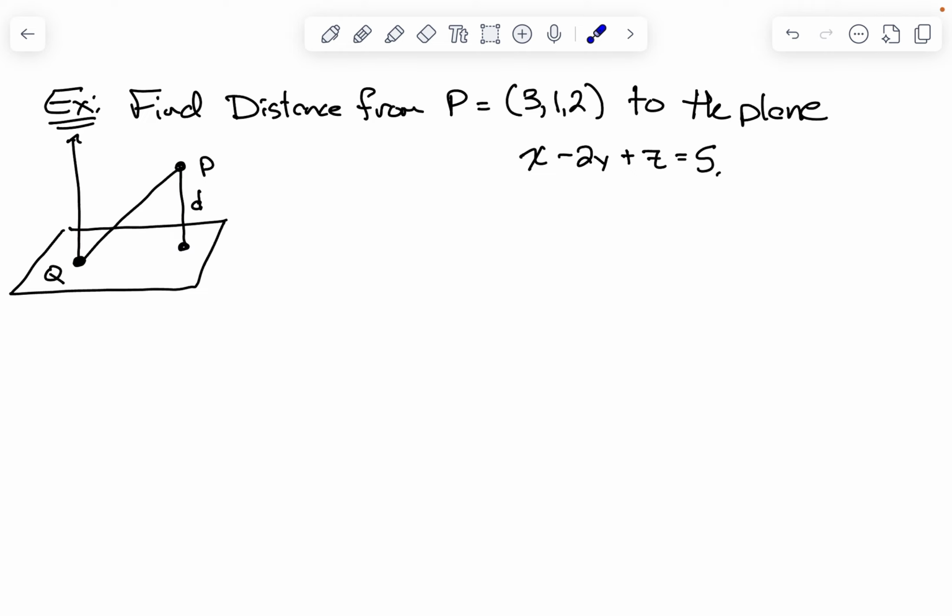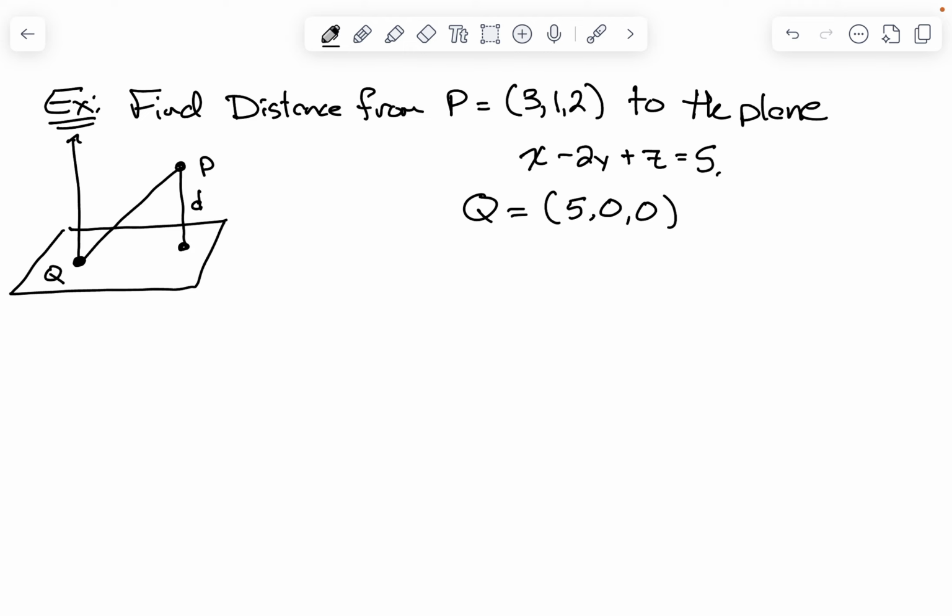Okay, so we've got P. We need to come up with Q. Q is going to be any vector x, y, z that makes this over here a true equation. So I'm just going to pick Q equals 5, 0, 0. That will satisfy the equation, so that's in the plane.